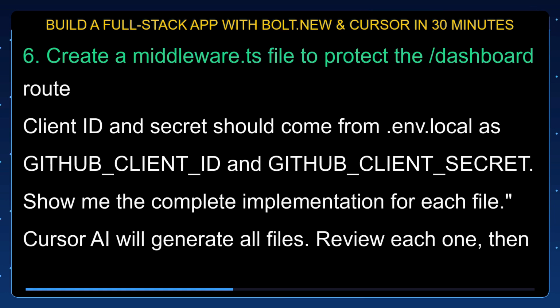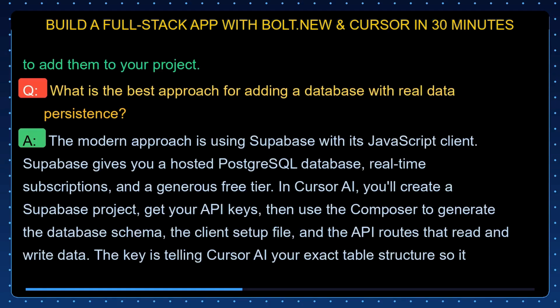6. Create a middleware.ts file to protect the dashboard route. Client ID and secret should come from .env.local as GITHUB_CLIENT_ID and GITHUB_CLIENT_SECRET. Show me the complete implementation for each file. Cursor AI will generate all files. Review each one, then click Apply All to add them to your project.